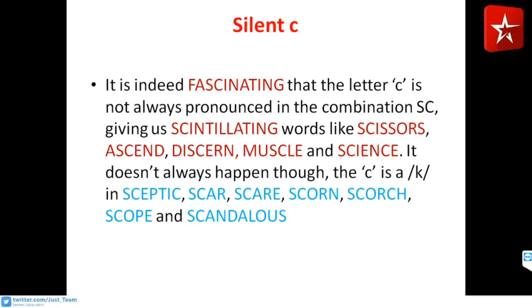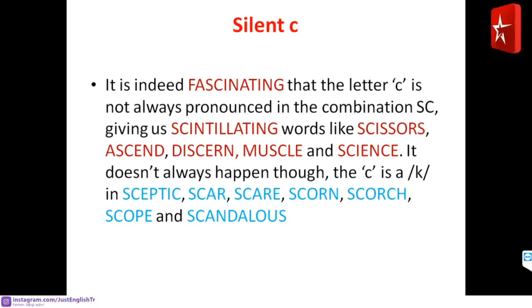Scissors. One of the difficult words. I don't know how you say it in Turkish. I think scissors is like makas. Yeah, in Turkish, makas. So with scissors, the S and C combination, we pronounce it like S. Not K. Scissors. Great. Ascend, discern, muscle, and the last one, science.